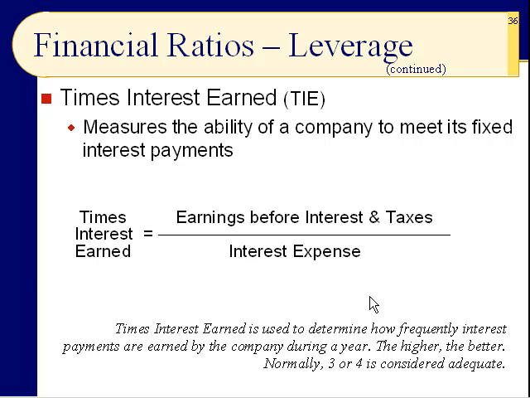We use the time interest earned to determine how frequently interest payments are earned by the company during a year. The higher the better, and normally 3 or 4 is considered adequate. So in this case, 4.5 is what we get, 4.51. That means about every 3 months, actually less than 3 months, every 2.7 months or whatever, Ford earns enough money to pay its interest expense, which is pretty darn good.